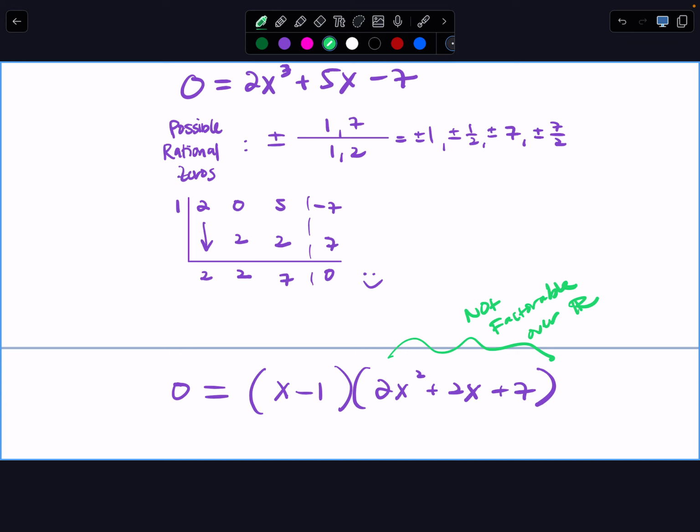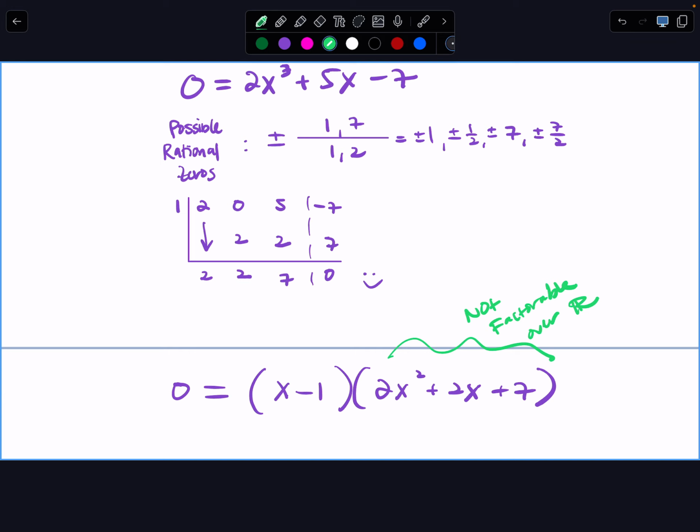If the factor didn't work here, you just do it again, then you go to -1. If none of them worked, then there's no rational zeros. But with 1, you know it works because the last term is 0, the remainder is 0, so it divides evenly. So x minus 1 times 2x squared plus 2x plus 7 is 2x cubed plus 5x minus 7.